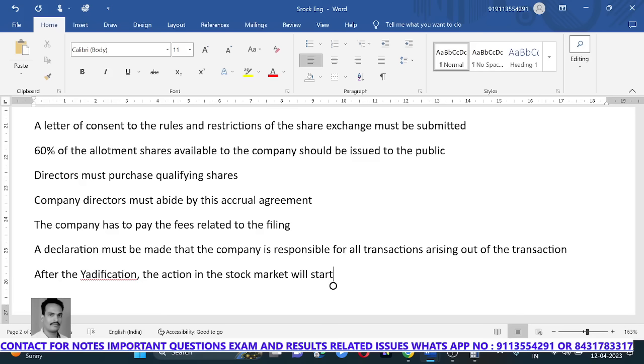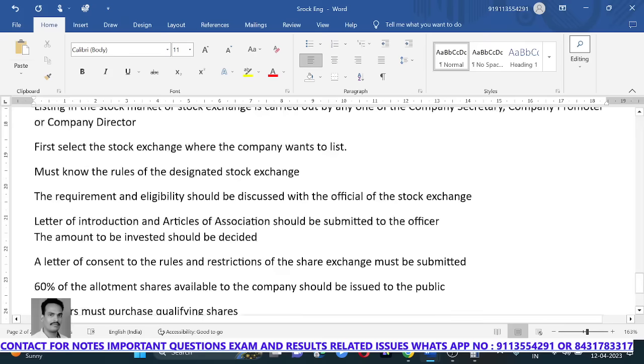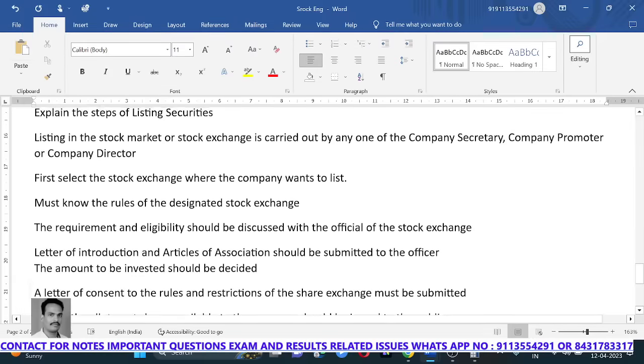After the verification, the actions in the stock market will start. So after the listing of securities, the company has to start their collection of shares investment. So these are the main steps regarding listing of securities.